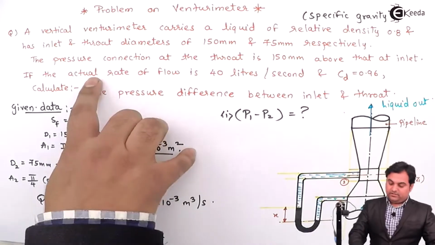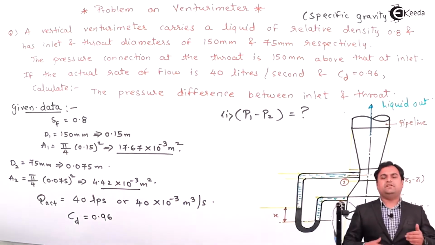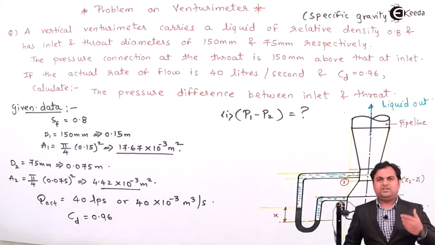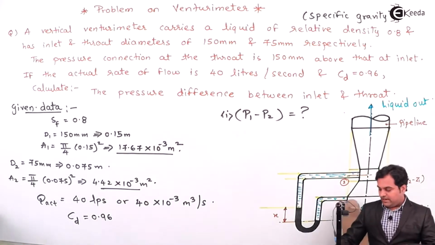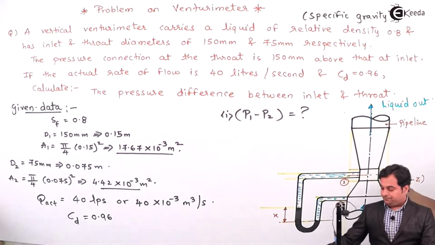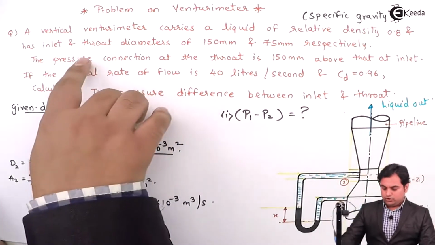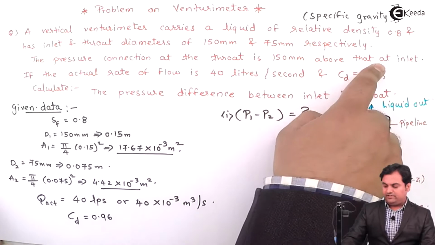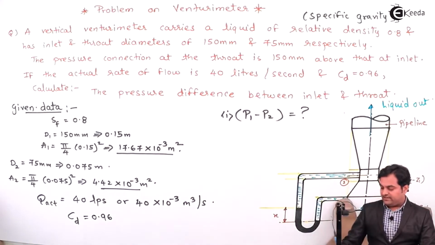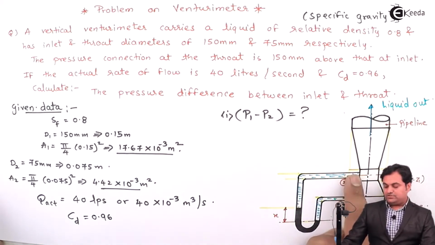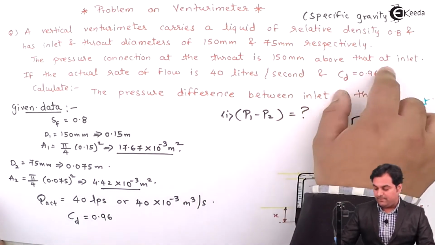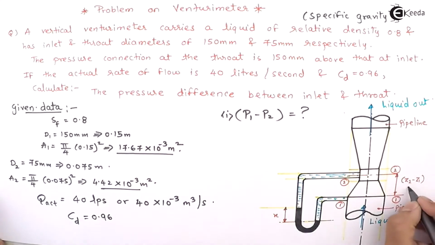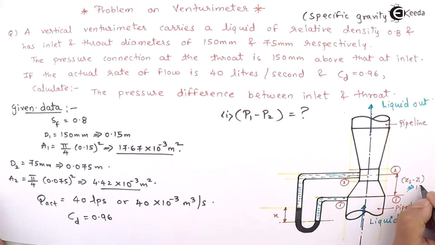Now it is given that the pressure connection means nothing but these can be pressure gauges or manometers. So here I have taken a differential U-tube manometer and connected at section 1 and 2. So the pressure connection at the throat is 150 mm above that at inlet. So section 1 is the inlet, section 2 is the throat. So the pressure connection means the manometer is connected at a height of 150 mm above that of inlet. It means Z2 minus Z1 is given as 150 mm. So it is 0.15 meters.